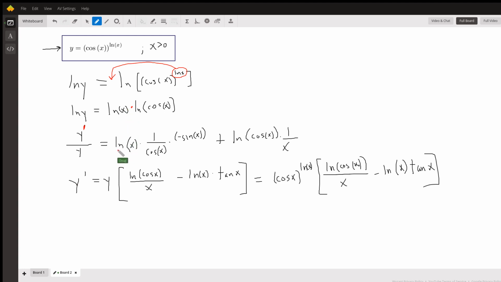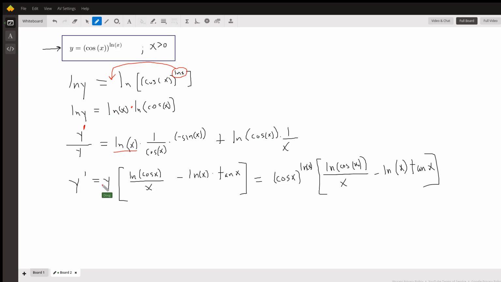So product rule, here's the first function times the derivative of the second function. Well, the derivative of the natural log of anything is 1 over the anything. And then we have to apply the chain rule. So the derivative of cosine is negative sine of x. Plus the second function, natural log of the cosine of x, times the derivative of the first, 1 over x.